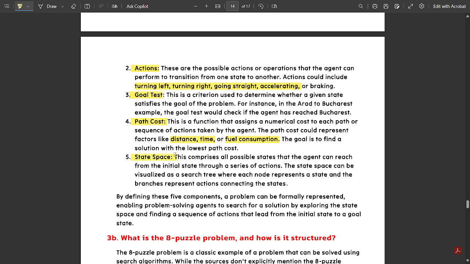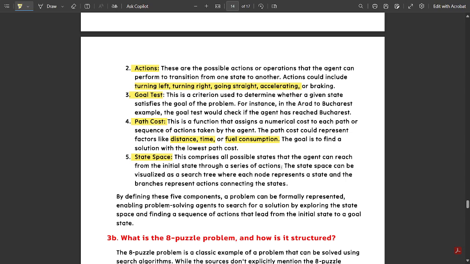Next is state space. This comprises all possible states that the agent can reach from the initial state through a series of actions. The state space can be visualized as a search tree where each node represents a state and the branches represent actions connecting the states. State space means what obstacles you would encounter when you go from one location to another, and through a series of actions, how you would try to resolve those problems.